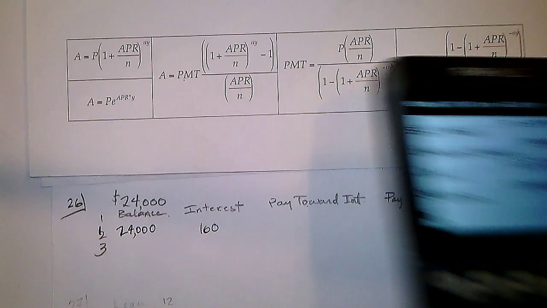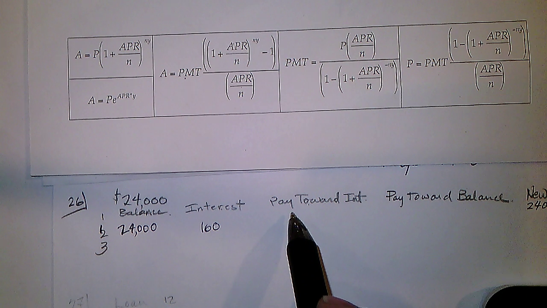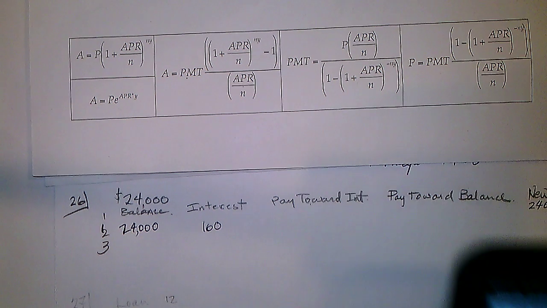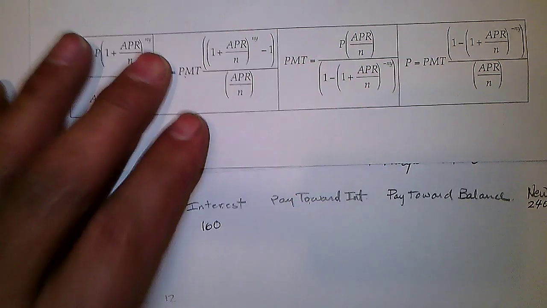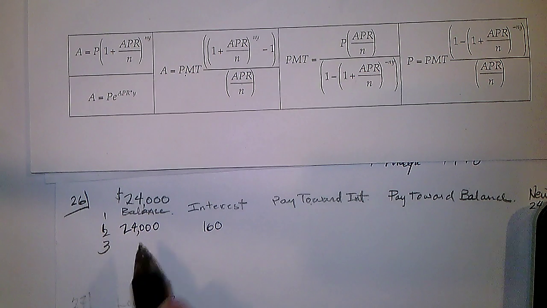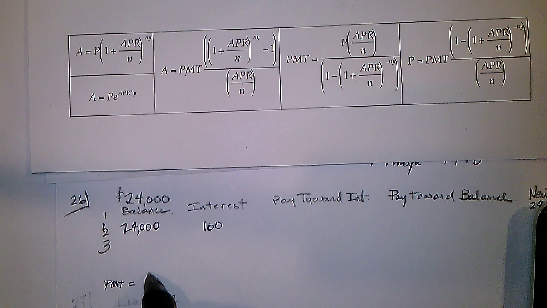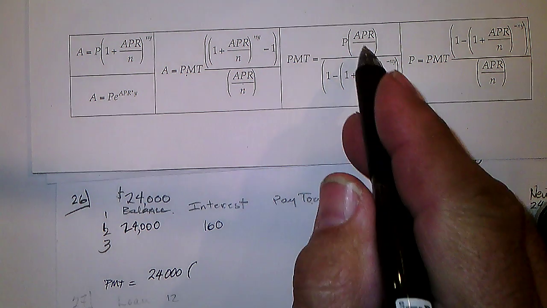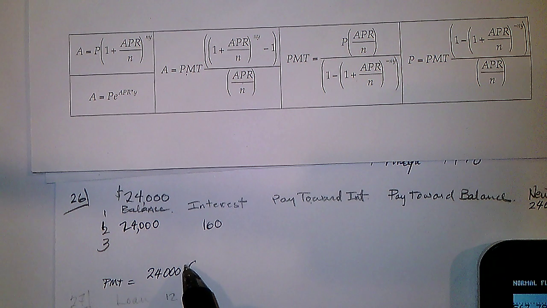And the payment we're making was on 26. Make a table showing the amount. So we've got to figure out the payment for this thing. So we have to use that payment formula, which is this one. So the payment would be the principal times the APR over N. And the APR on this one was 8%.